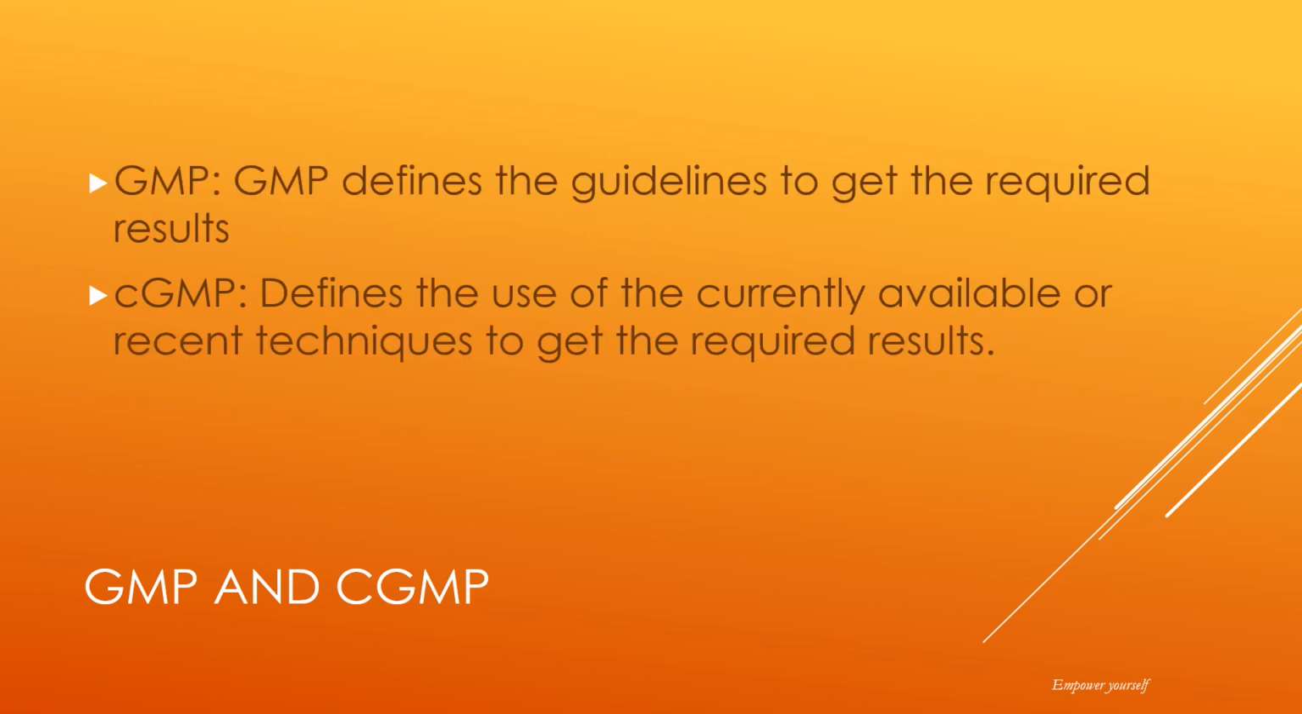GMP defines the guidelines to get the required results. cGMP defines the use of the currently available or recent techniques to get the required results. Here, GMP is one of the basic fundamental things that has to be followed to get the required results whenever we are doing a particular activity in the pharmaceutical industry.